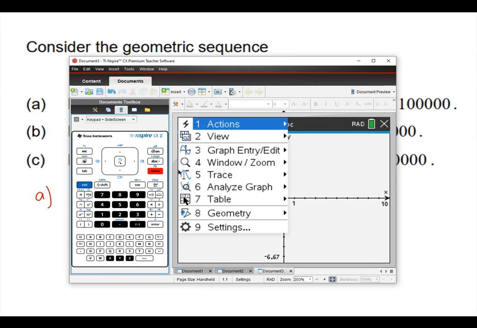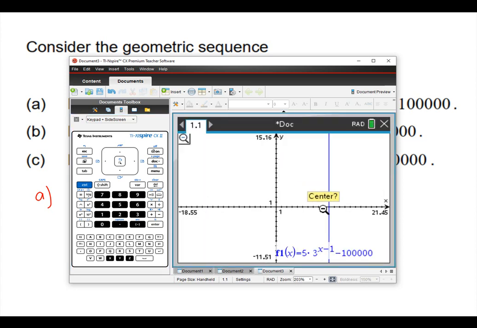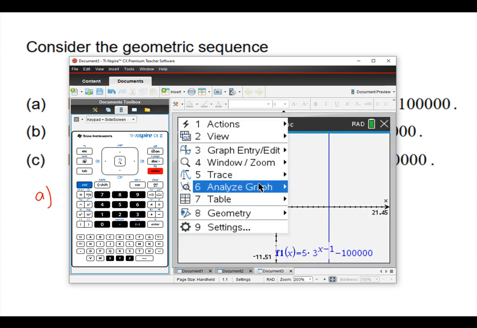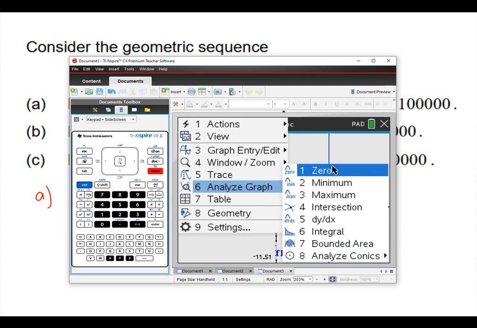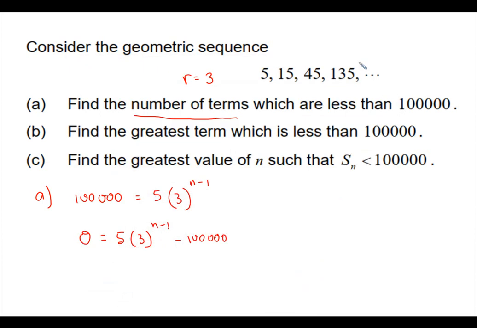And then typically we need to zoom out a few times maybe, so that we find the x-intercept. There's the x-intercept. So we only needed to zoom out one time, find the 0. So we know n is approximately 10.015. Okay, so it says find the number of terms which are less than 100,000.